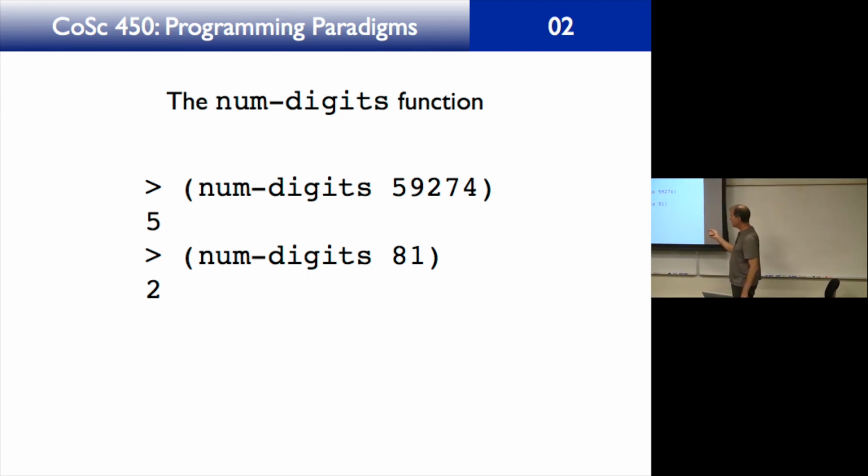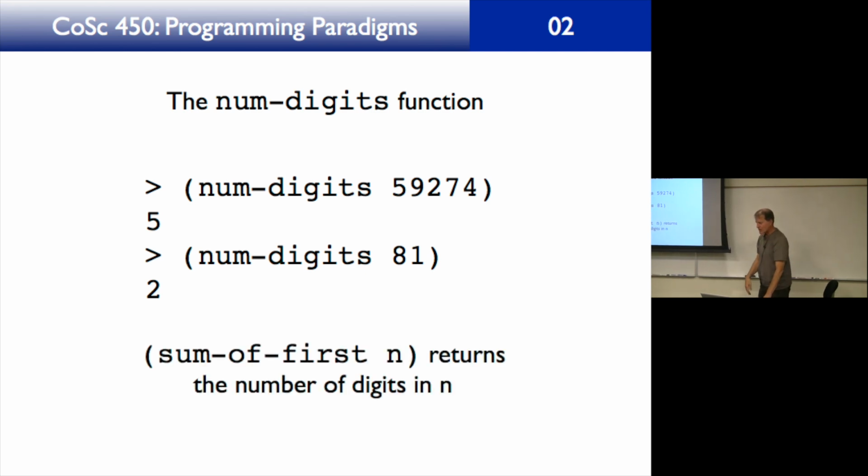How are we going to do that? Divide. Divide by what? Each time we divide by 10, that's the quotient, right? If we divide 59,274 by 10, we get 5927. So we keep dividing by 10, and every time we divide by 10, we count one more digit. So you see how it works. The num digits of n returns the number of digits in n.